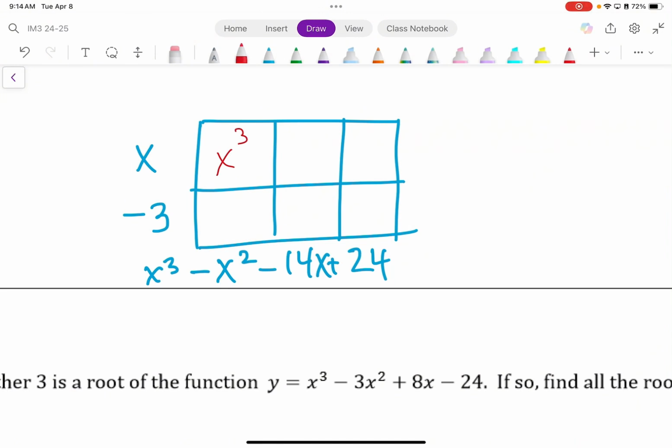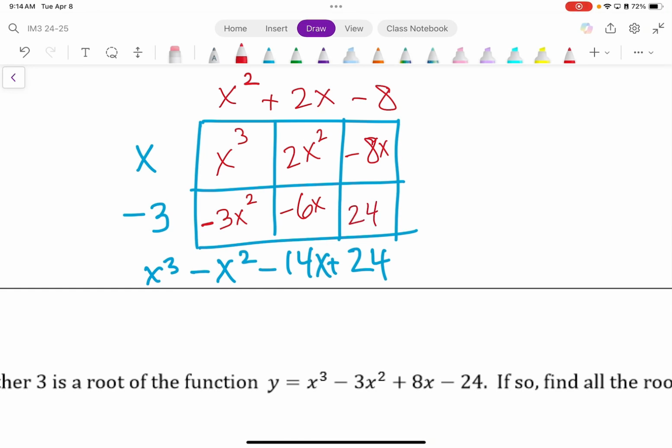So let's see, x times x squared is going to give you x to the third. That'll give you negative 3x squared down here. Negative 3x and 2x squared will get you negative x squared. So that'll be 2x up here. Negative 3 and 2x multiplies to negative 6x. So I'll need negative 8x down here, or up there, I guess. So that'll be negative 8. Negative 8 and negative 3 multiplies to 24.